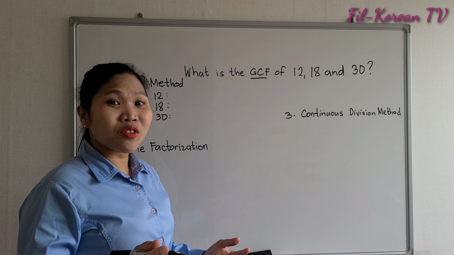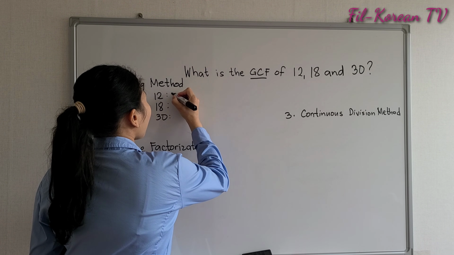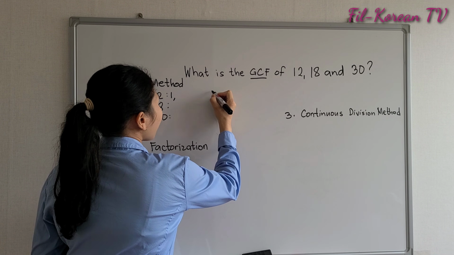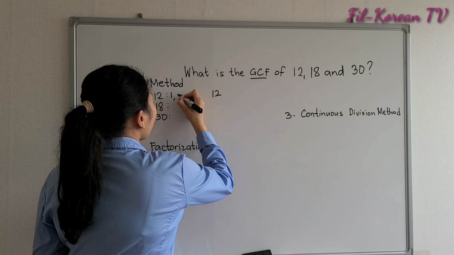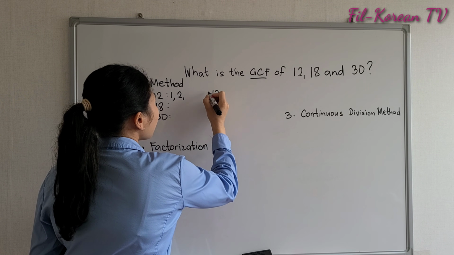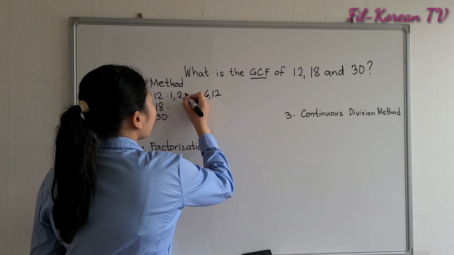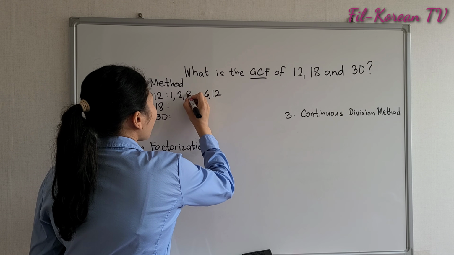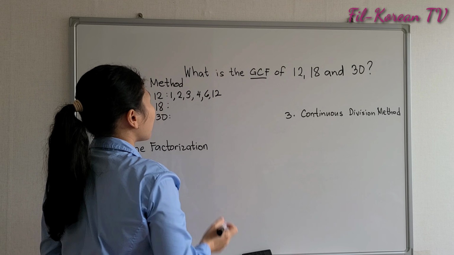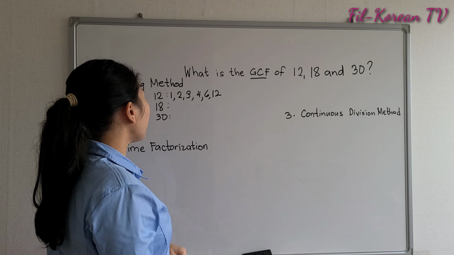Okay, let us list all the factors. 1 and 12. Then 2 and 6. 3 and 4. These are the factors of 12.